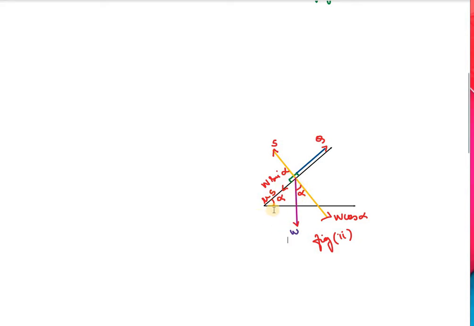So resolving the forces along and perpendicular to the plane, we get W sine alpha and W cos alpha. Along the inclined plane, the forces acting downwards are W sine alpha and mu S, acting in the same direction, whereas Q acts upward and pulls the body upward. In that case, the force of friction mu S will act downward.